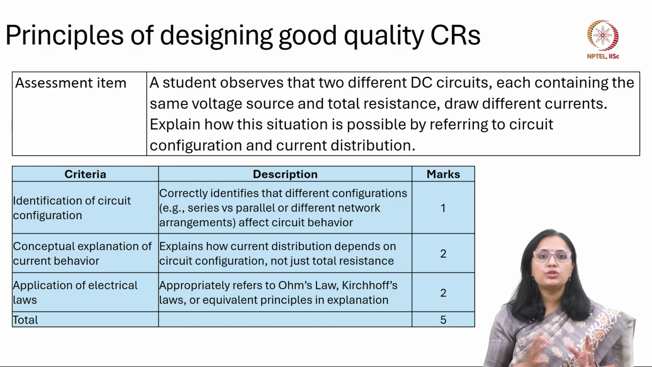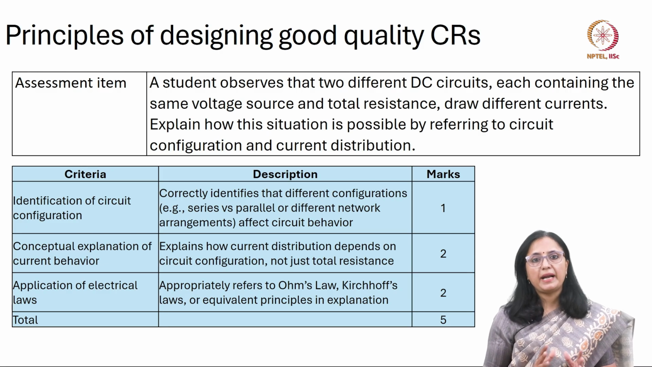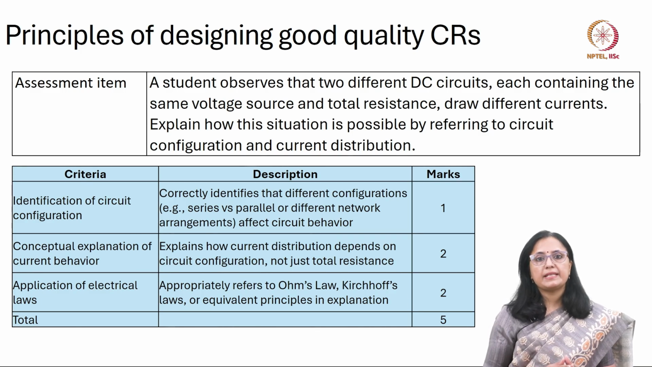So having a good quality, comprehensive and detailed marking scheme is a mandatory requirement for ensuring reliability of a constructed response question. We will see through an example. For the same example, if we try to identify the criteria, and suppose the question is of 5 marks, how do we distribute these 5 marks?